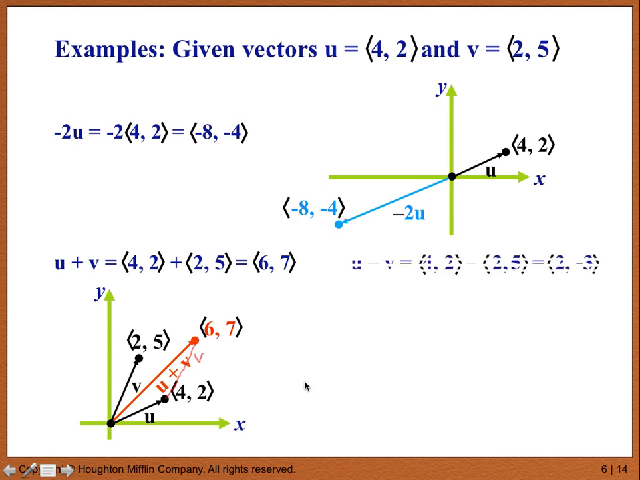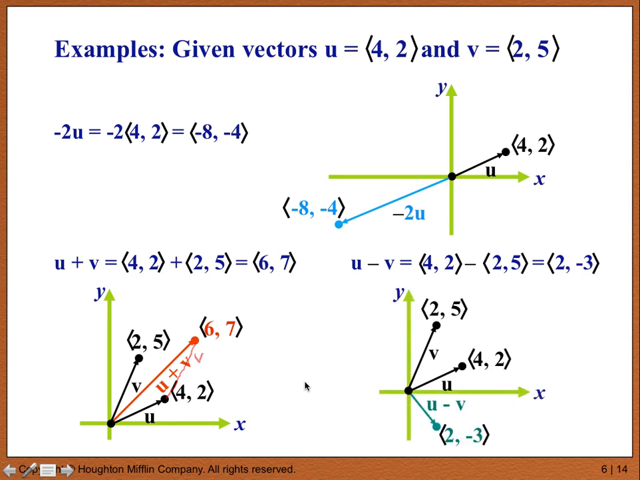All right, finally, u minus v is just 4, 2 minus 2, 5 equals 2, negative 3. And again, let's see how that works. We've got u, 4, 2. We've got v, 2, 5. Now we're subtracting. And notice that this u minus v ends up being 2, negative 3. And you can see why it's 2, negative 3: horizontal component of 2, vertical component of negative 3. We get that just by subtracting the horizontal components and then subtracting the vertical components.